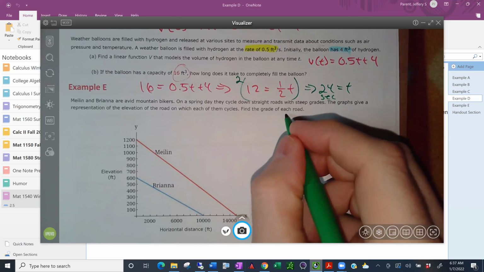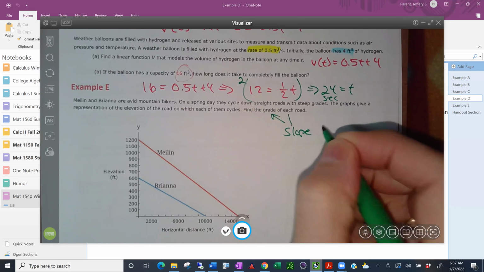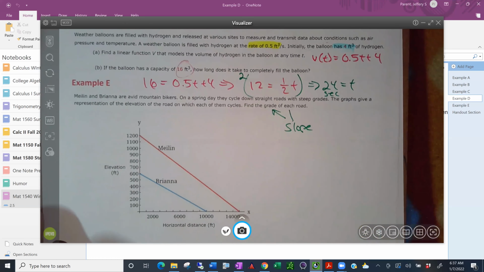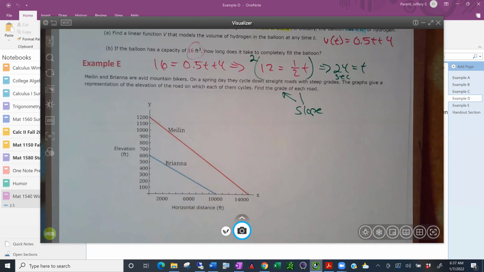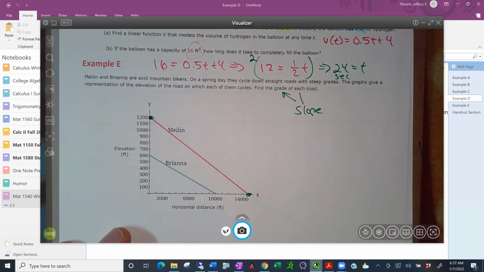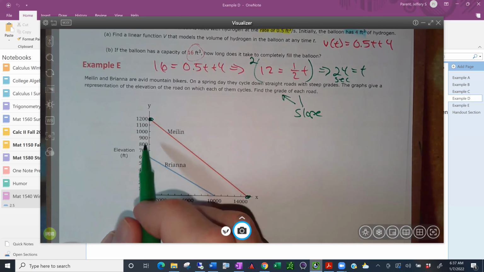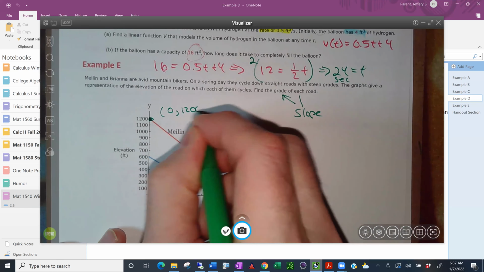That's really the slope. Slope. That's what they're looking for. And I'll do these in different ways. One way to do this is if you have a couple points. Those points would be this one here, which I can see clearly is on the y-axis, 0 and 1200.